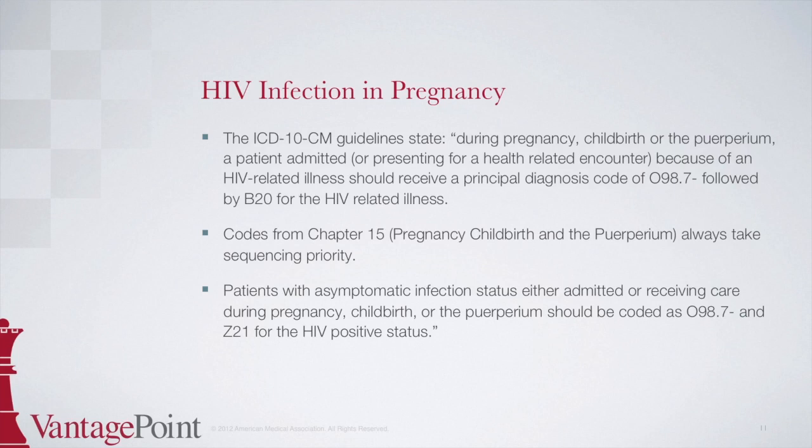In ICD-10, codes from the obstetrics chapter, which is chapter 15, are always coded before all other ICD-10 codes. If the patient has asymptomatic HIV status, you would use a code from subcategory O98.7 and Z21 for asymptomatic HIV status.